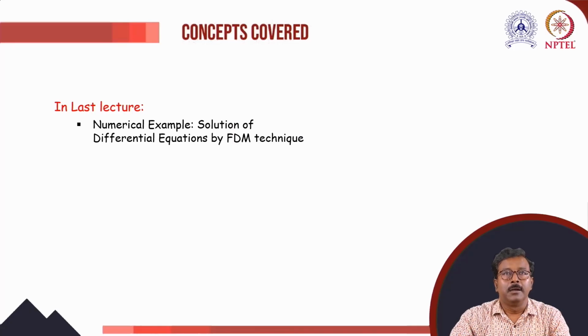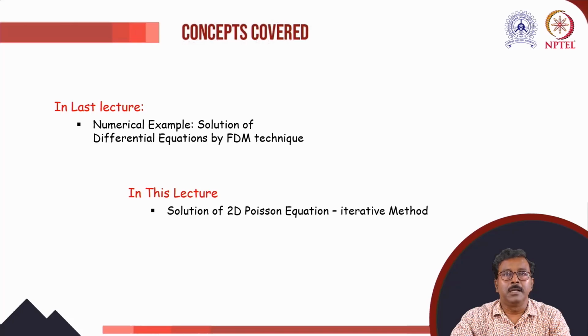In the last lecture, we discussed the solution of differential equations by the finite difference method, and we also showed you an example, a one-dimensional Poisson's equation. This is a simple differential equation in one dimension. How it can be solved by taking a numerical problem, we have discussed. In this lecture, we will discuss the solution of the two-dimensional Poisson equation by the iterative method.